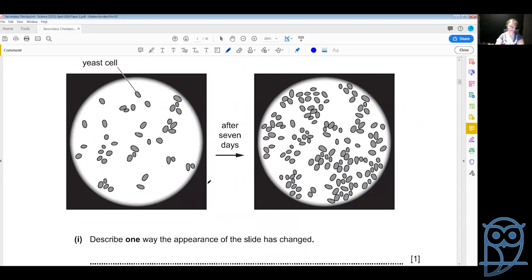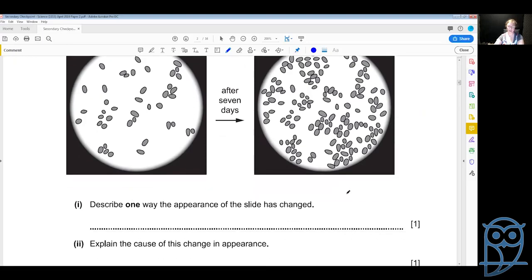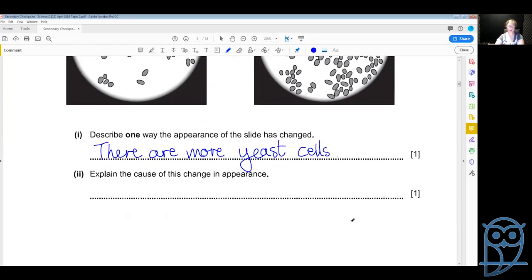So describe one way the appearance of the slide has changed. So between this one and 7 days later this one, the one thing that has changed is there are more yeast cells. And explain the cause of this change in appearance. They've reproduced.